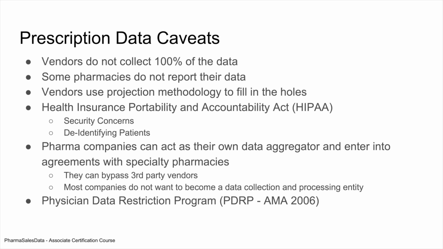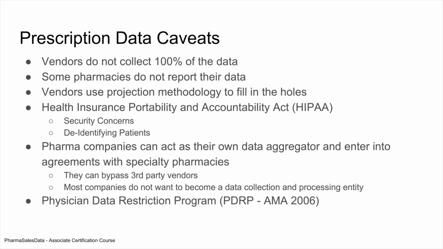Pharma companies can act as their own data aggregator and enter into agreements with specialty pharmacies. So pharma companies can bypass third-party vendors, and they can aggregate and build their own algorithms for their data. But companies do not want to become collection agencies and processing agencies. They just want the data, and they want to go to a trusted source like IQVIA, like Symphony, bring that data in, and then react to the market and be proactive to the market based upon what they see.